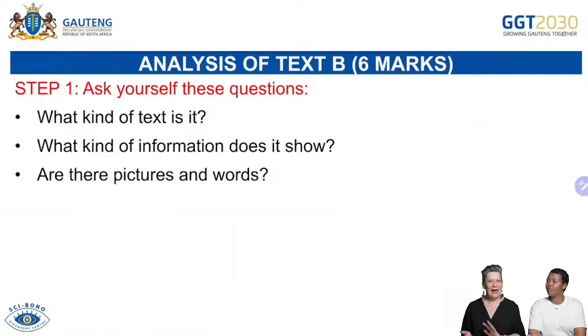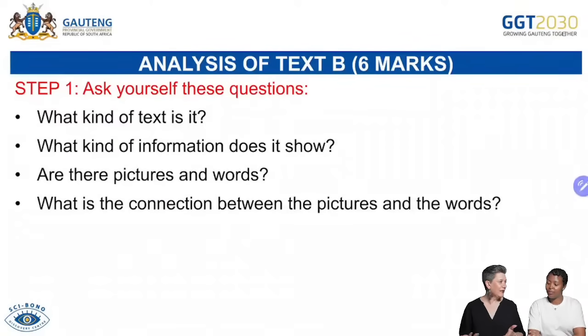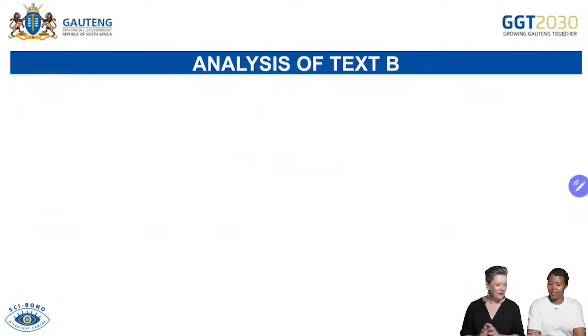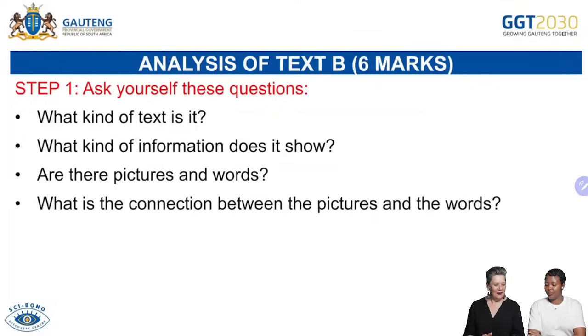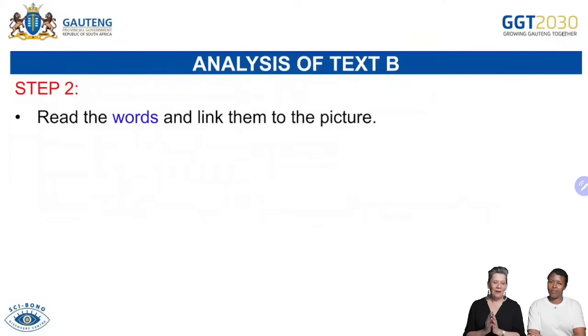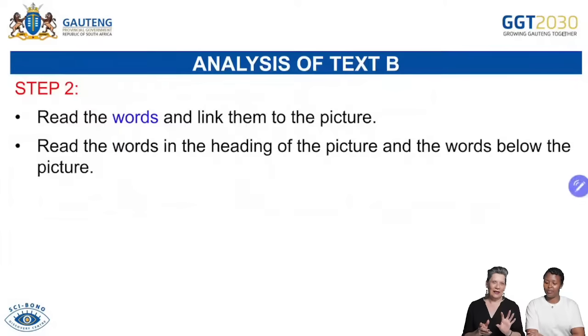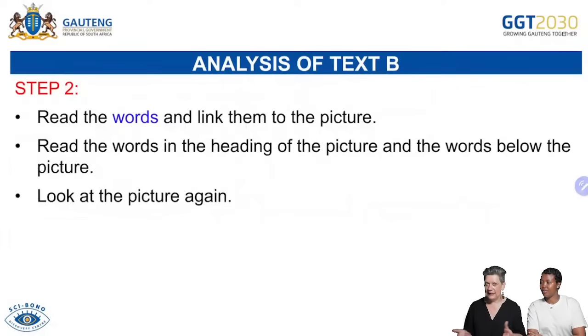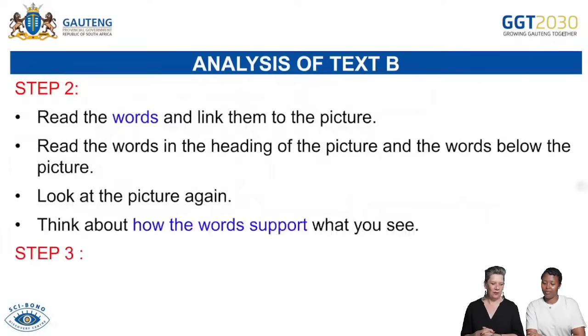Usually there's pictures and words. There might only be pictures. It will depend on the kind of text you have. But if there are pictures and words, what's the connection between the two? So you have to find that connection. Yeah. So before we go on then, try to find the link between the words and the pictures by reading the words and linking them to the picture. You might find that there will be a heading at least to give you an idea what the picture is all about. And how do the words then support the picture and the other way around?